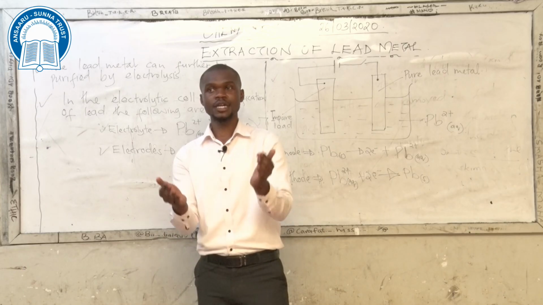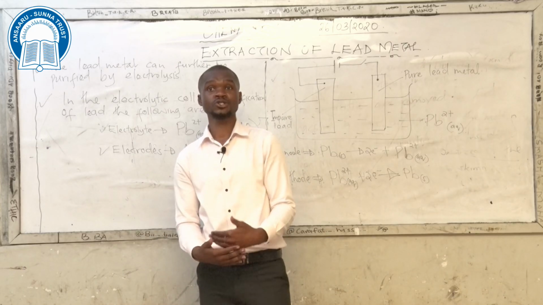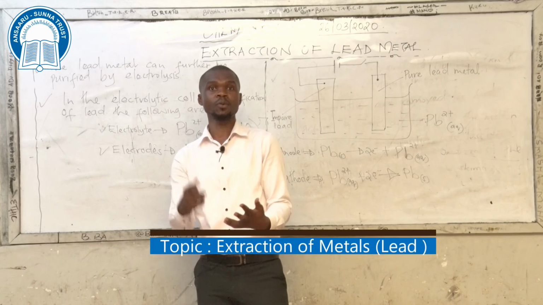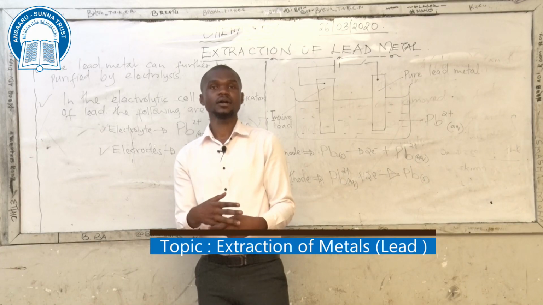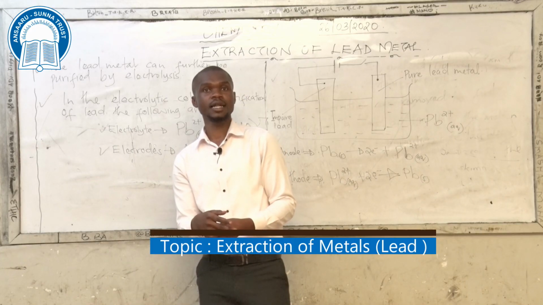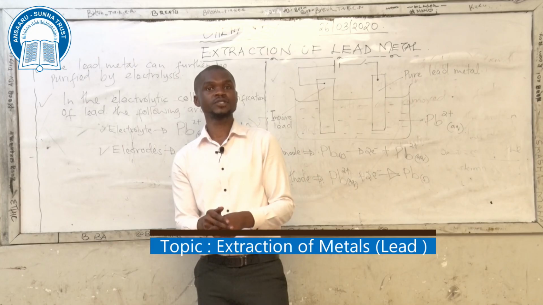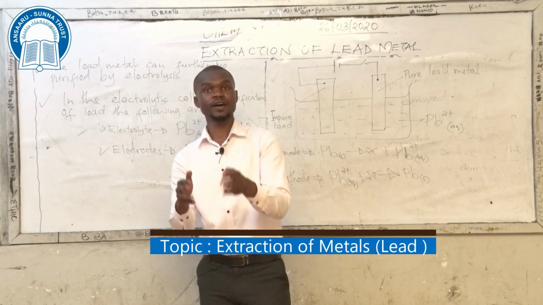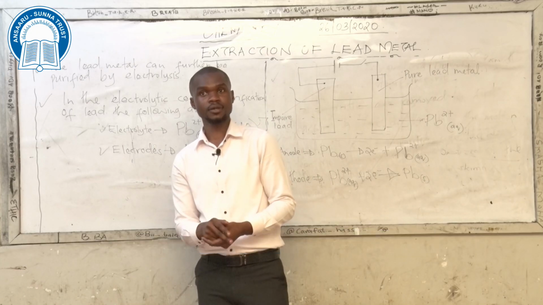The metal obtained from the furnace, we have said, is also not pure. It is purified by, 1, passing a blast of air through the molten lead. And number 2, it can be purified by the electrolysis method.